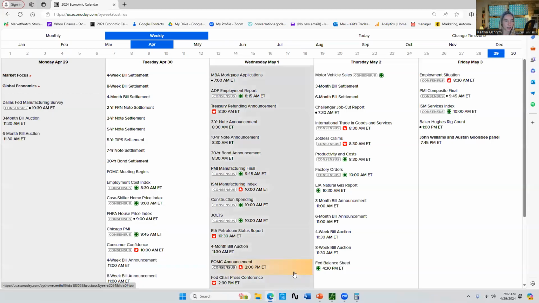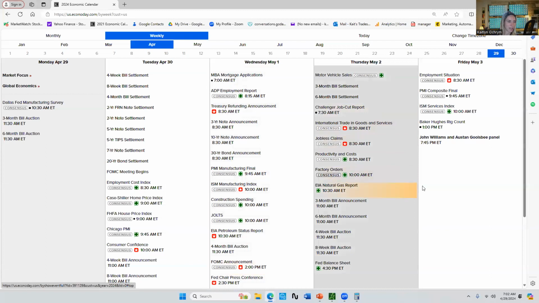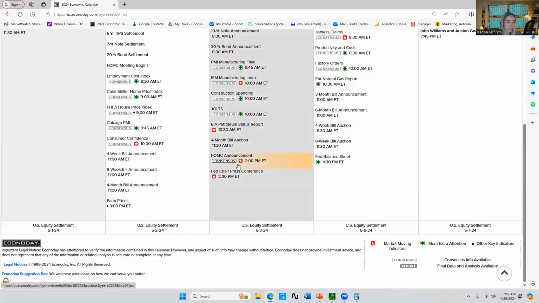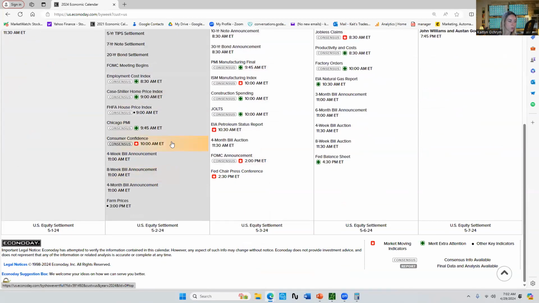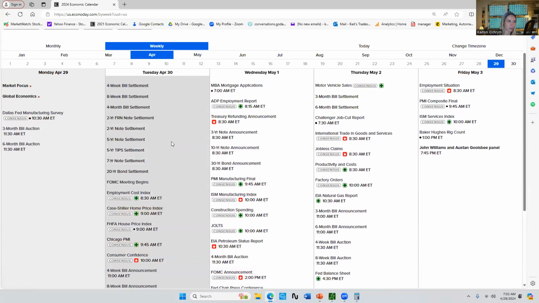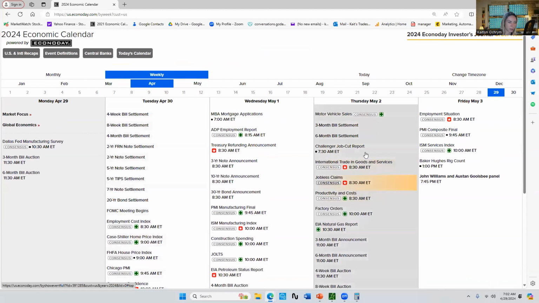So as we come out to Econo Day and start to wrap up today's session, FOMC announcement is going to be on Wednesday at 2 p.m. Eastern, followed by the Fed Chair press conference at 2:30 p.m. Eastern. There's no other real economic reports today, but tomorrow will be consumer confidence at the 10 o'clock reversal time. Thursday, jobless claims, Friday, employment situation.